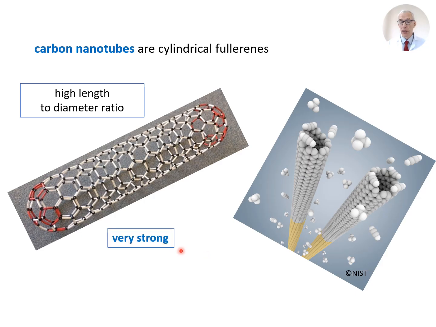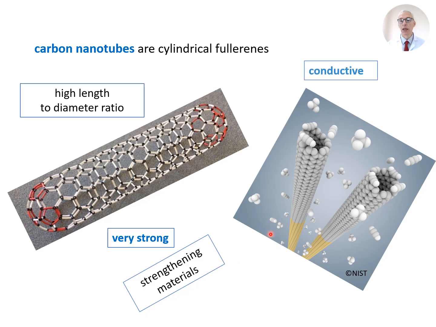And of course, because all of these bonds are carbon-carbon covalent bonds, the bonds are very strong. So even if there are only small proportions of carbon nanotubes within a substance, that will have a considerable strengthening effect on the material. But these nanotubes may also be electrically conductive, and therefore they have found uses in modern electronics.